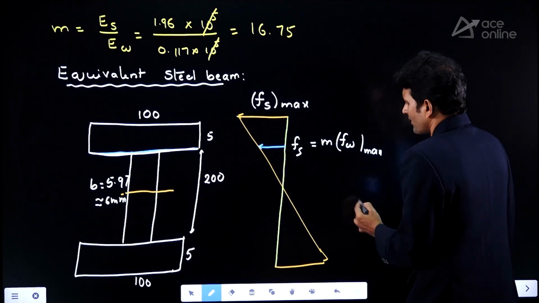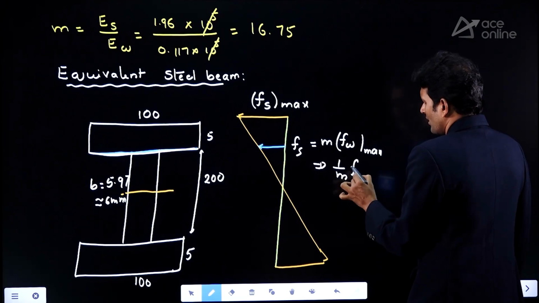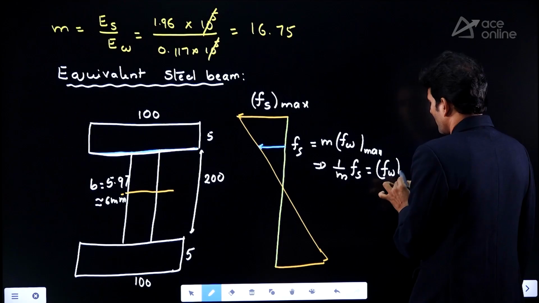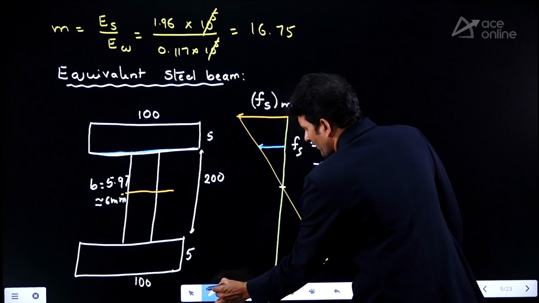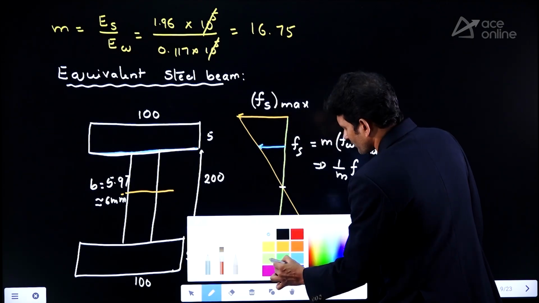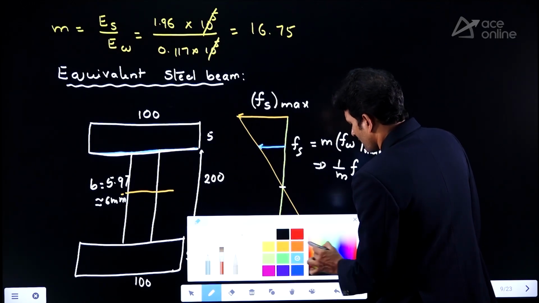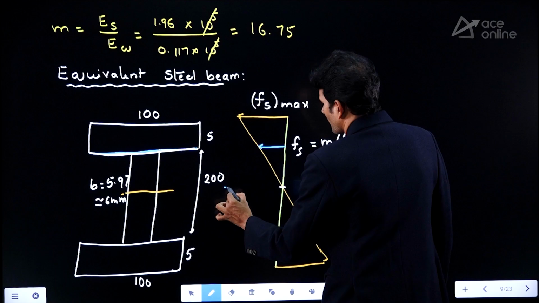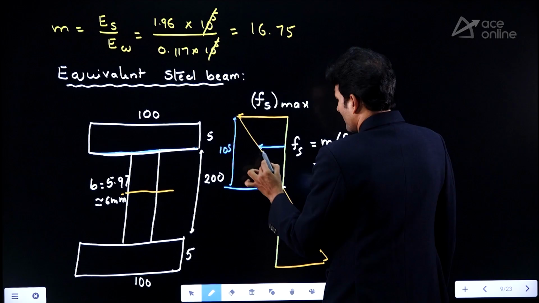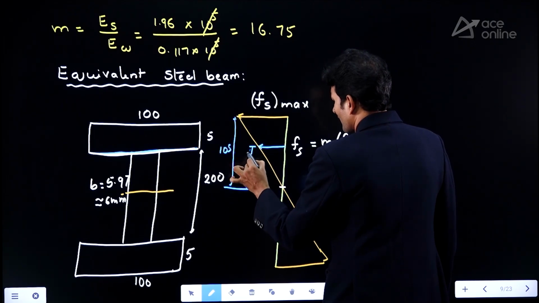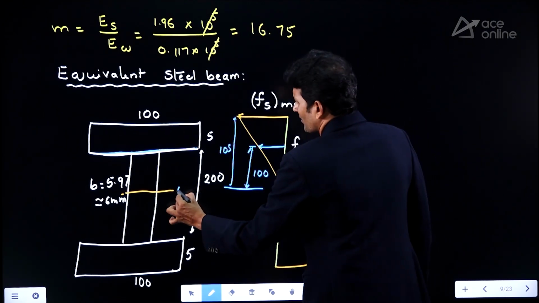If I write it like this, 1 by M into Fs equals Fw max. That is what we are having. Now, this is the neutral axis. At what distance are we observing the maximum stress? Here to here, what is the distance? Here to here, it is 105. Here to here, it is 100. This is the layer distance from the neutral axis.